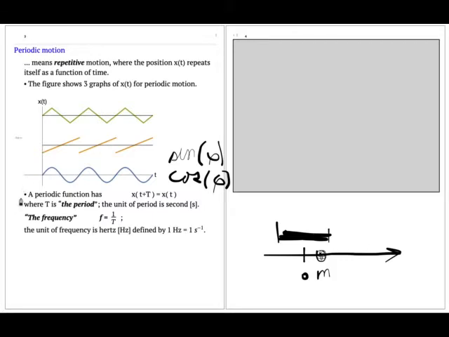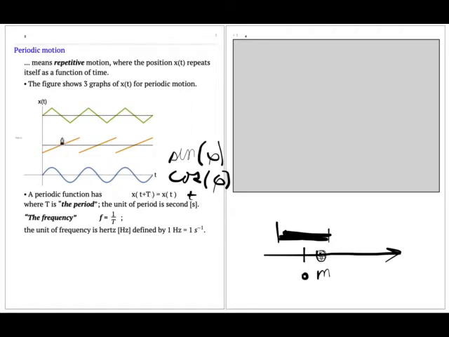Now, this is pictorial. To make it algebraic, a periodic function has x of t plus T equal to x of t, where t is the variable time and capital T is a constant called the period of oscillation. This equation holds for all values of t, and capital T is a constant.